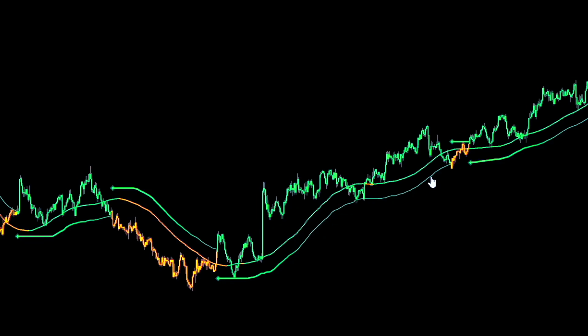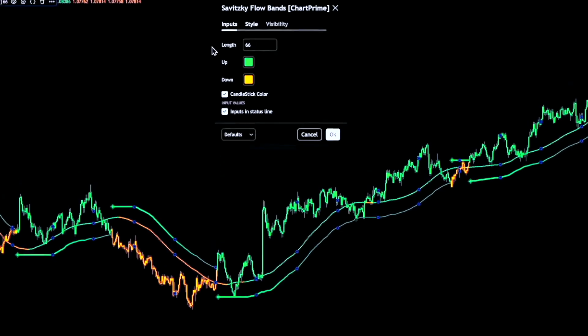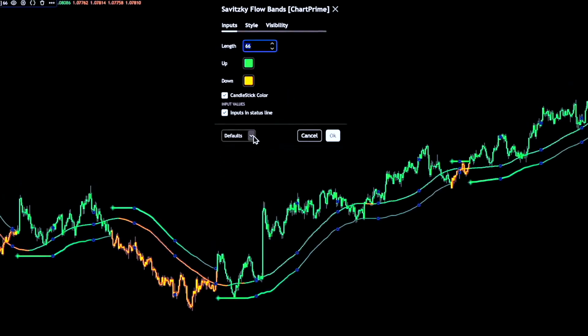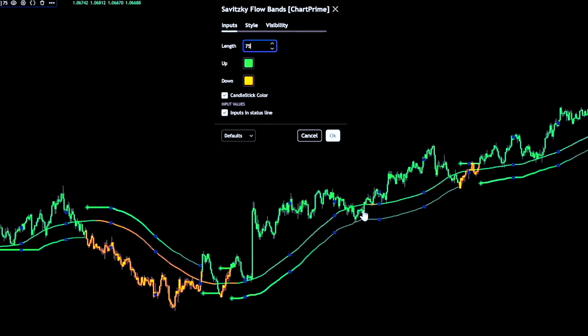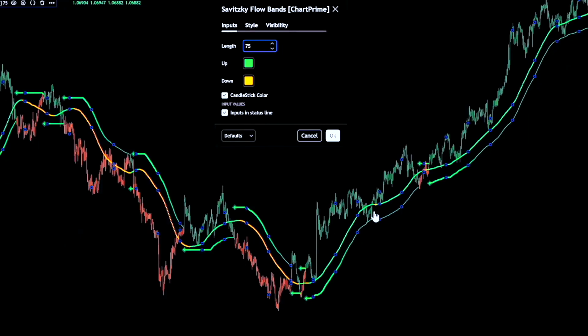Pop into the settings to tweak things. The length setting controls how smooth the line is. Lower it for short-term, snappier moves but expect some noise, or raise it for swing trading to filter out chatter. It's set to a balanced default, but play around to match your style.